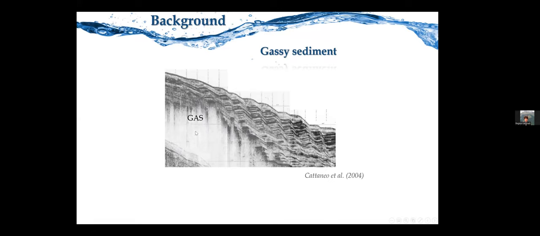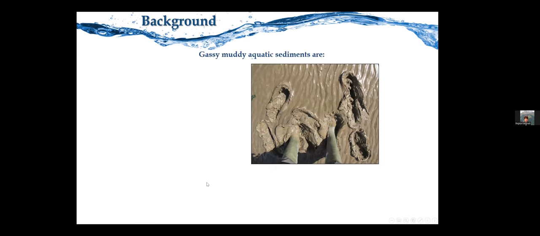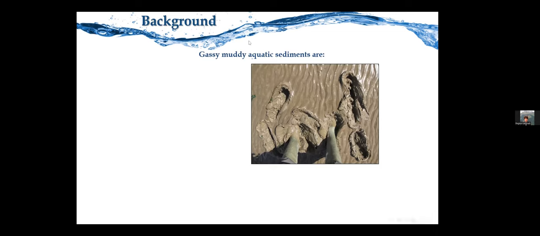Okay, and this gas layer is actually composed of separate bubbles. And these bubbles are discrete bodies of immiscible gas in the surrounding media. So these bubbles live in a community. And that means actually that the dynamics of each single bubble defines a macroscopic gas behavior. So I will focus on the bubbles in the muddy aquatic sediments.